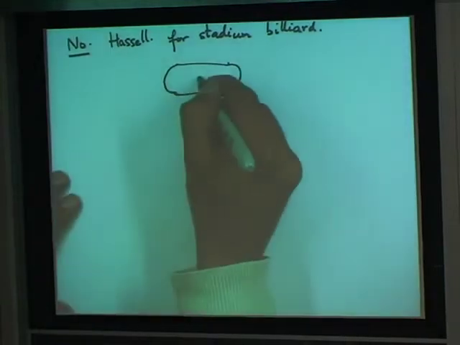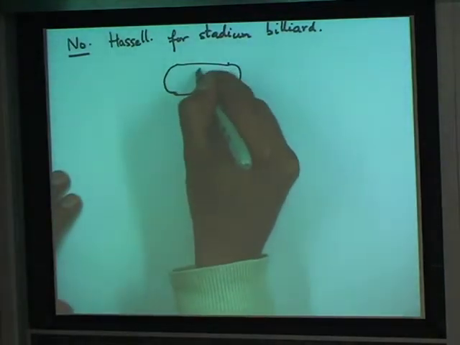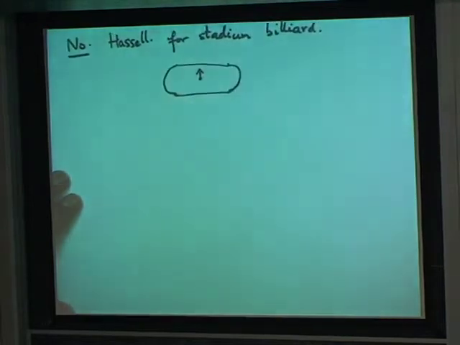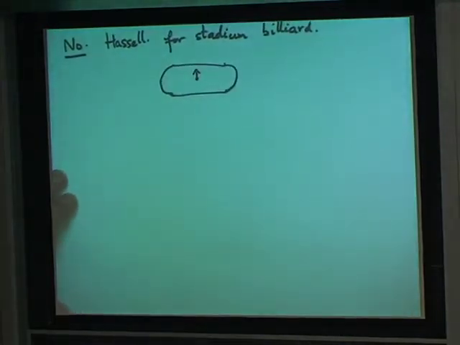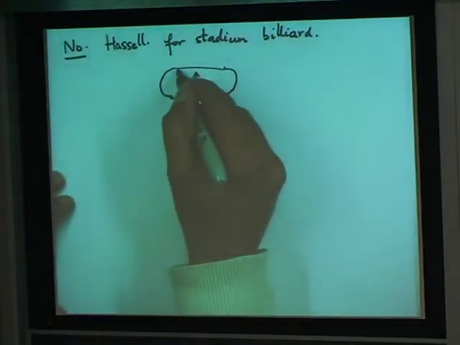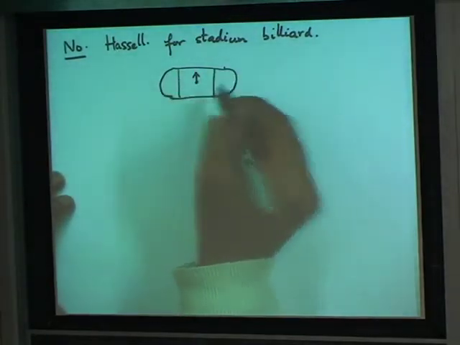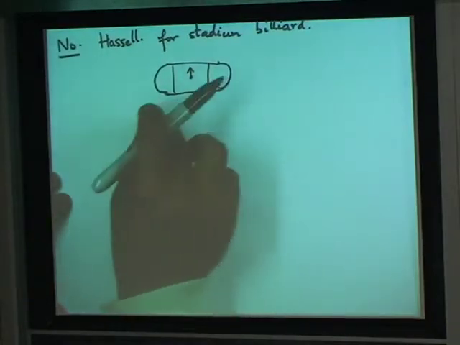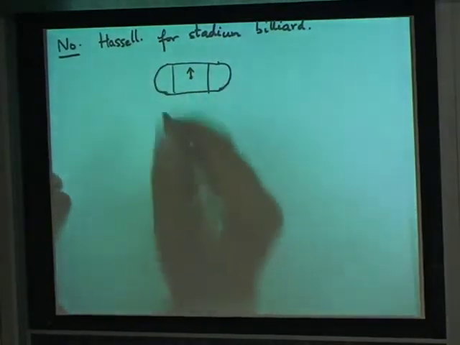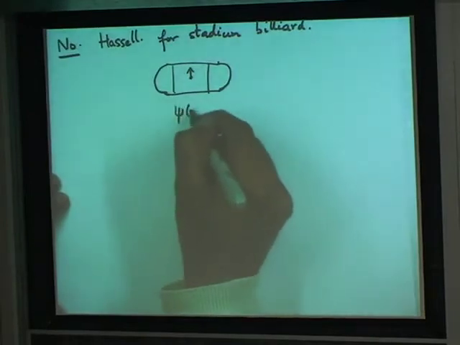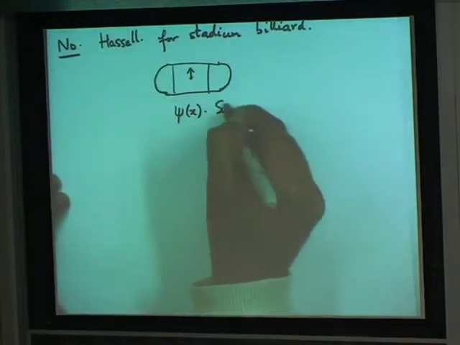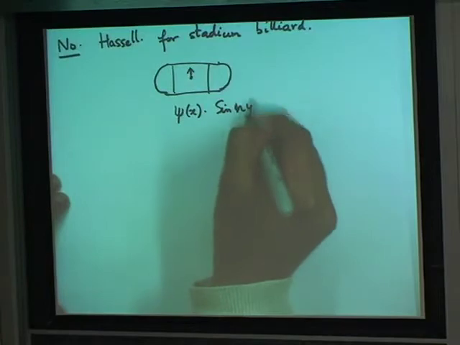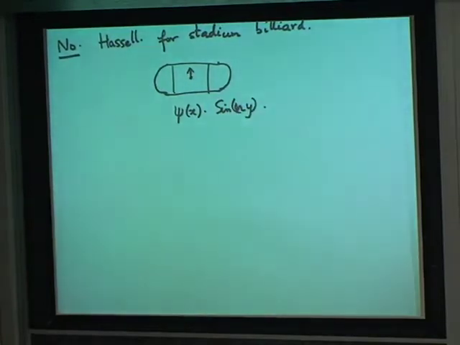Namely, if I take a ball and I bounce it perpendicular to the side, it's just going to bounce up and down. And you can jack this up. You can write down a function of two variables, separated into a function of x and a function of y. It's some function psi of x times maybe sine of n times y. This is some rough idea of what it's supposed to be.